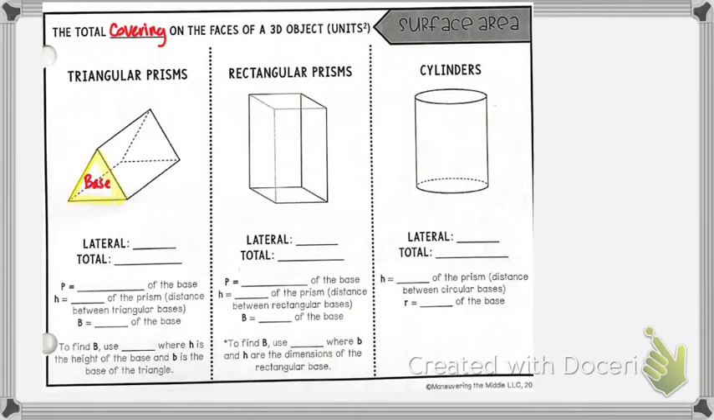The height will be the height of the prism, because there are 2 types of heights. We have the height of the prism, which is right here. That's going to be our h. Let's put height of prism. Then we also have the height of the base. Since this is the base, the height would be there. I can also get this one right here. That would be the height of the base.